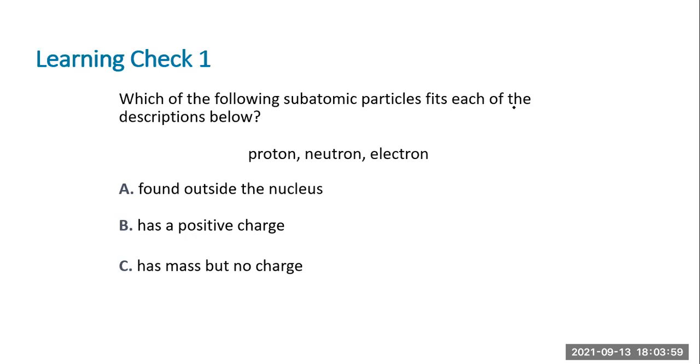Which of the following subatomic particles fits each of the descriptions? Found outside the nucleus, that should be our electron. Has a positive charge, that should be our proton. And has mass but no charge, that would obviously be our neutron in that particular case.